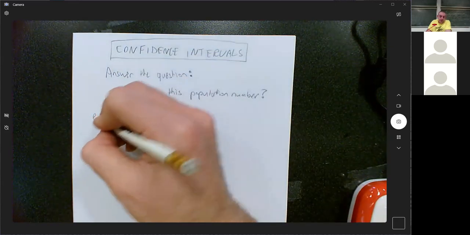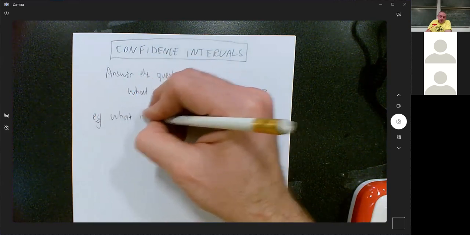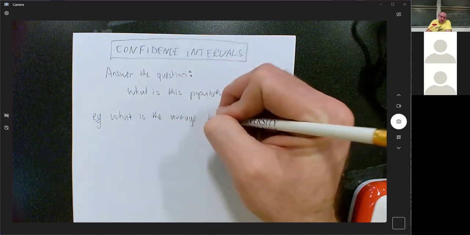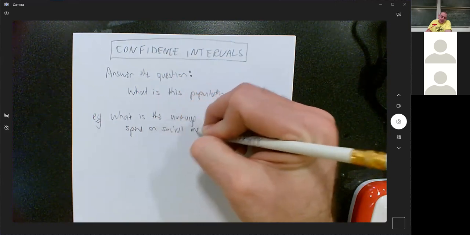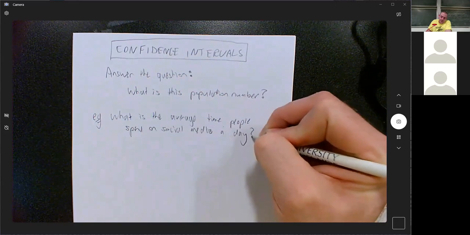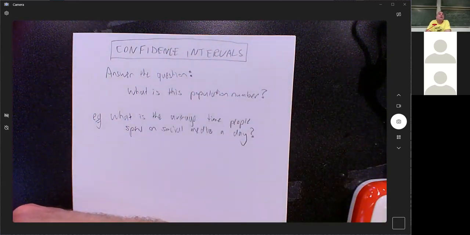So for example, what is the average time people spend on social media a day? That's a question about the population, and you would never know. But you could survey people, do an average from that, and try to figure out what you think the average is for all possible people. Our sample is not going to be exactly representative of the entire population, so any average we calculate in our sample is probably not going to be the same as the population one. So we have to figure out from that a range of possible answers for the average in the population.